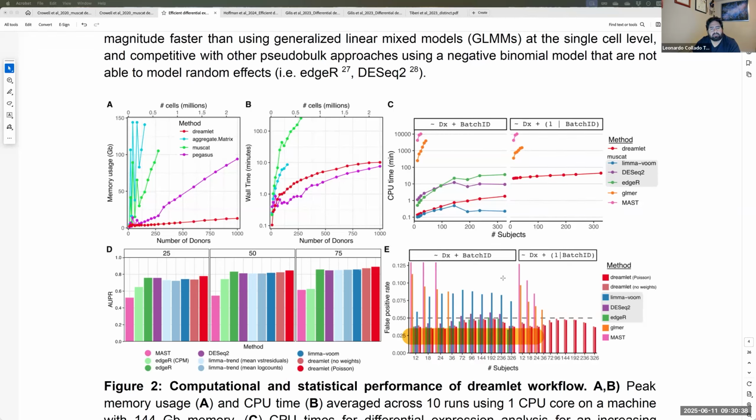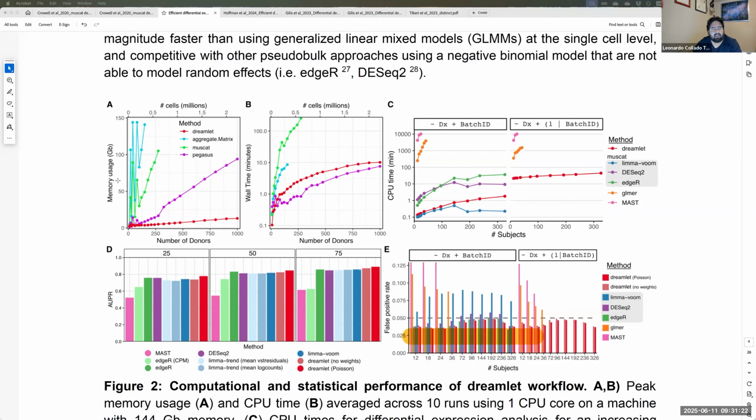Cool. So one of the reasons for this is if you're modeling batch ID as a fixed effect, let's say you have 8 groups, then you're going to have 7 covariates, and you're going to lose 7 degrees of freedom for residual degrees of freedom, and they argue that actually that's important for limma-voom. Limma-voom performs better when the residual degrees of freedom is higher. Now, there's just aggregating, like doing the pseudo-bulk.